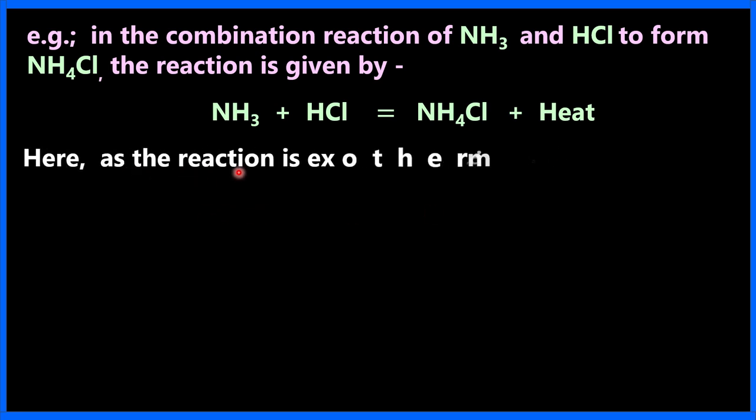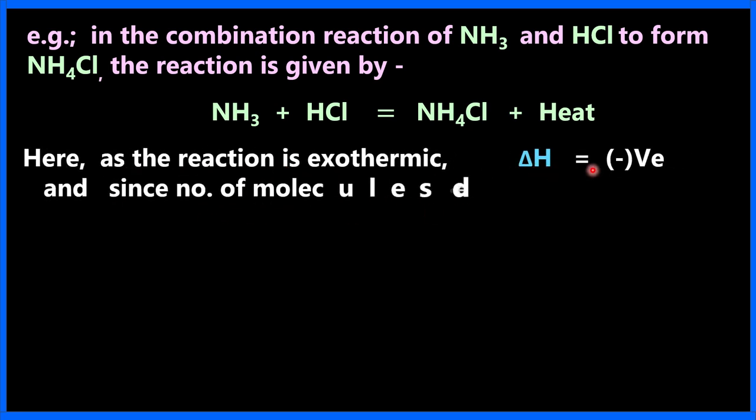Therefore, as the reaction is exothermic, delta H should be a negative quantity. In this reaction, the number of molecules decreases. NH3 plus HCl is equal to NH4Cl. That is, two molecules combine to form a single molecule, and hence the degree of randomness decreases. Therefore, entropy of this reaction should decrease. That is, delta S should be a negative quantity for this reaction.